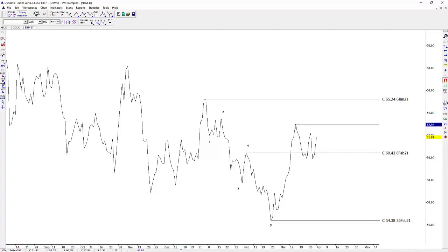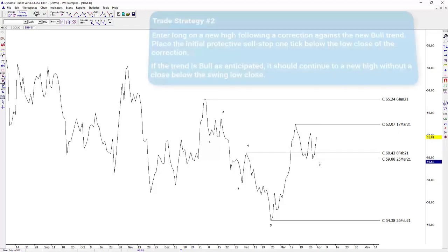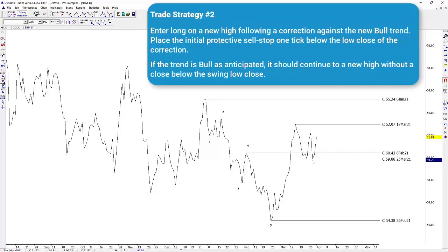Again, if we made a new high, where would our stop be? Well, it shouldn't need to be any further away than this low. So we've made a correction. Then if we make an advance to a new high, if this is an impulsive trend of higher highs and higher lows, then once we make the new high, the market should not come down below that low. So that's our trade strategy based on just the pattern position.